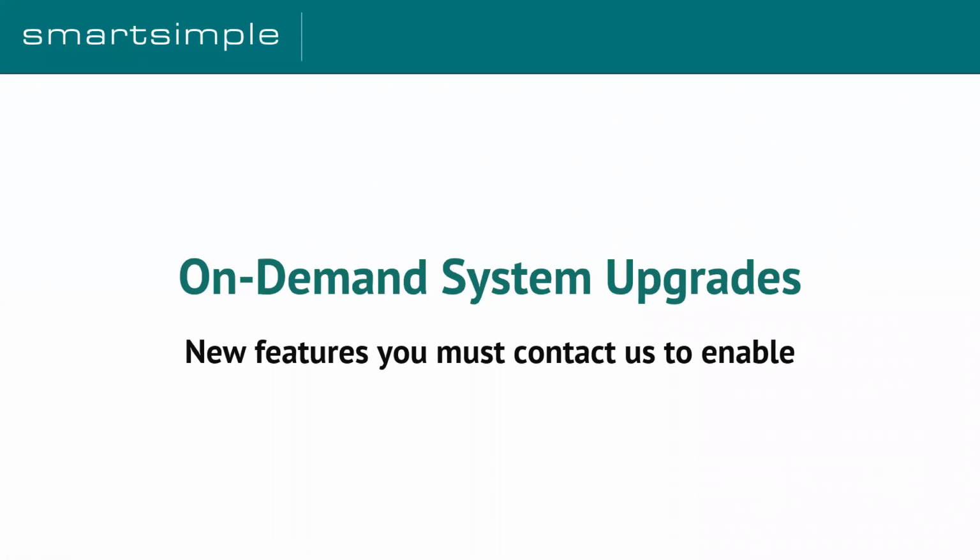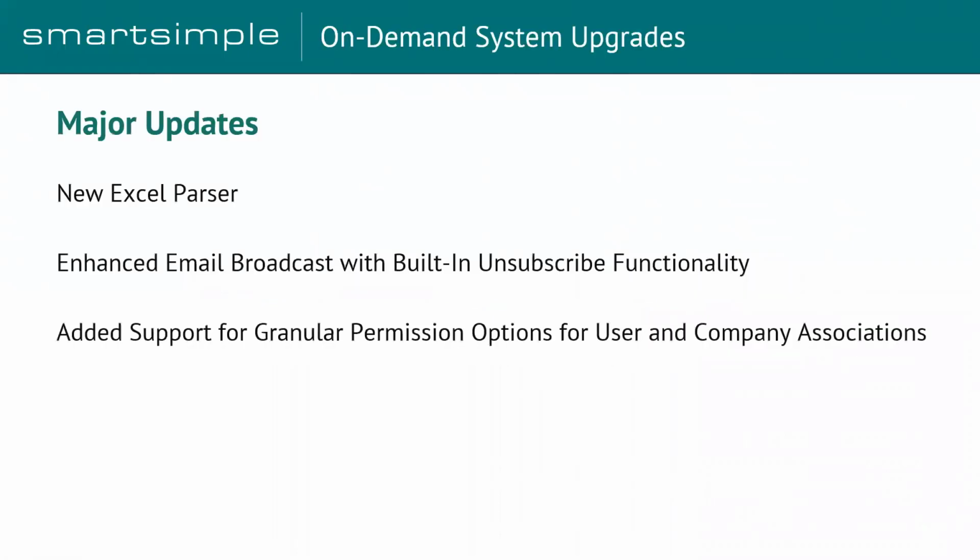So this is something that you can do yourself if you're a super user, or you can contact us if you would like us to enable them for you. So the major one that is a really, really interesting feature is our new Excel parser. Something that some of you may have been interested in thinking about for a while. What this does is it allows you to upload a document to a particular field if it follows a very specific format, and you can pull values from that into a field in the system.